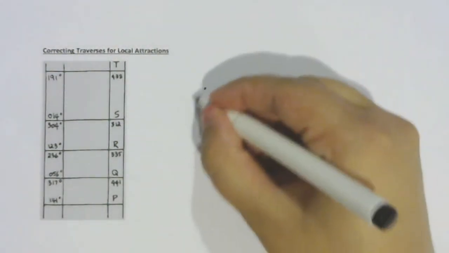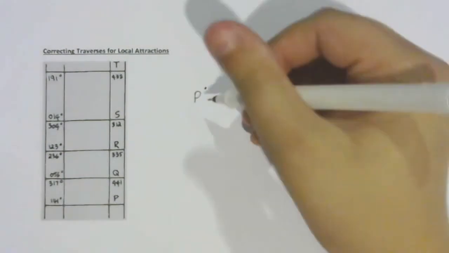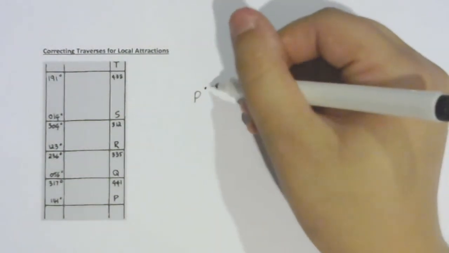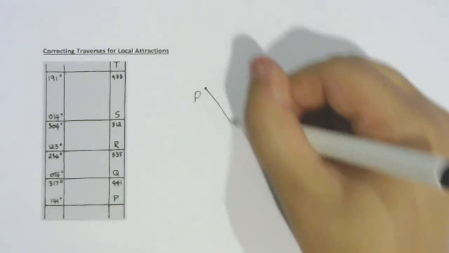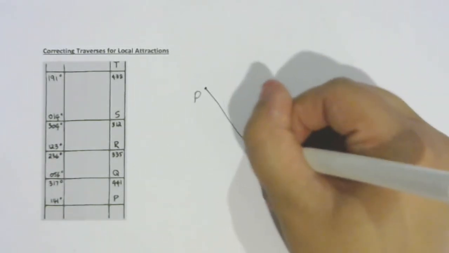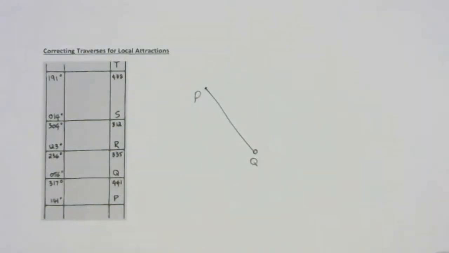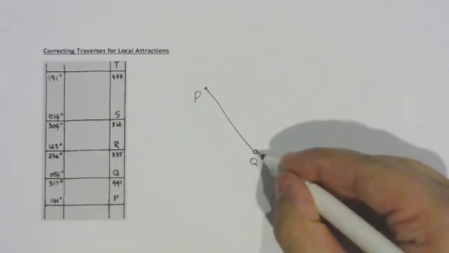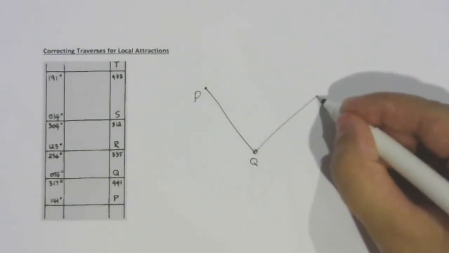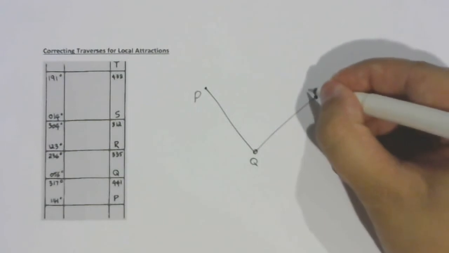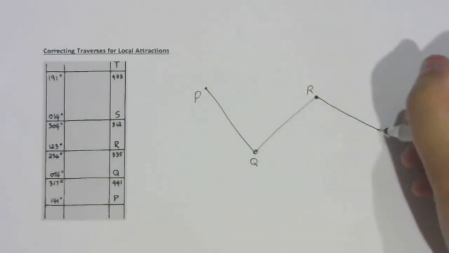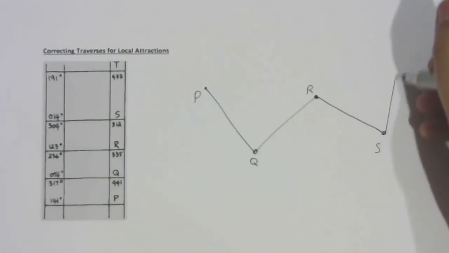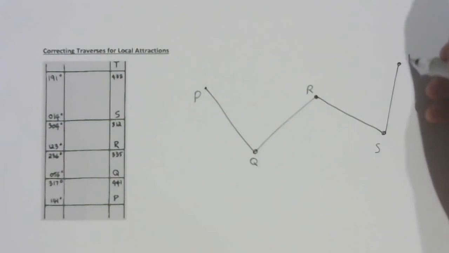So we've got point P and roughly 141 degrees. So let's go heading down this way. Here's point Q. Then 56, so that's roughly this way. That's point R. Then 123 degrees to S. And then 14 degrees to T.